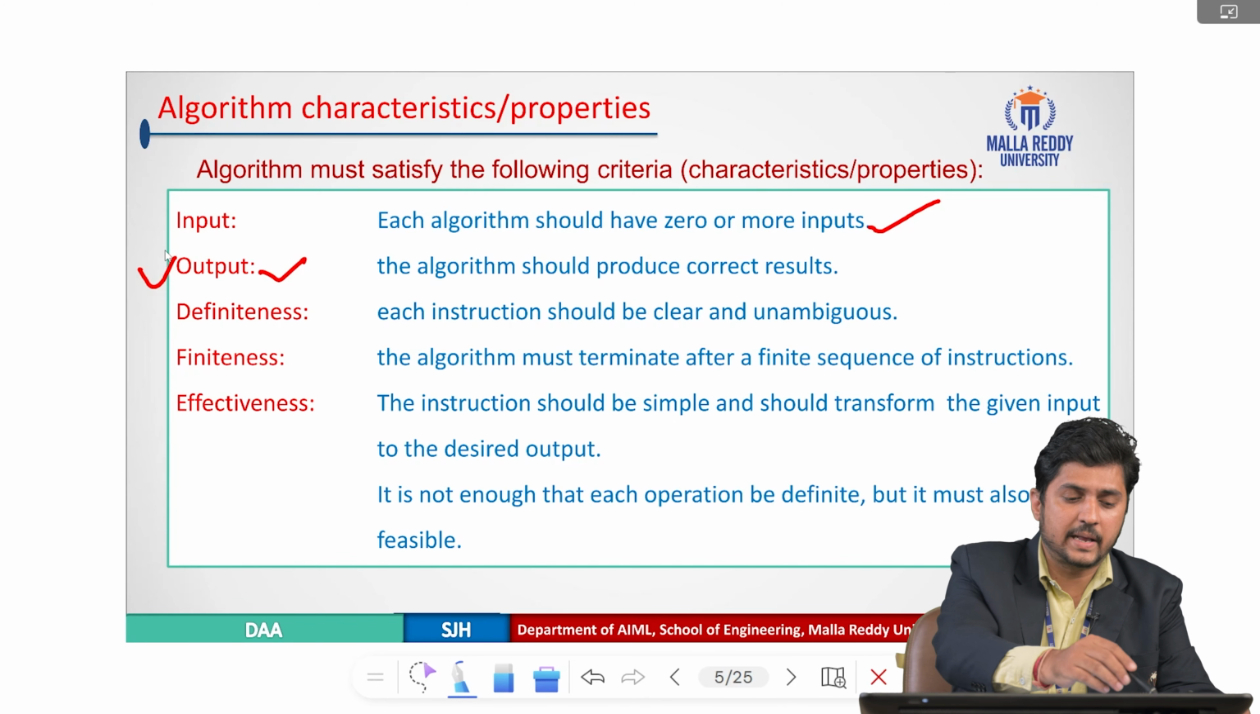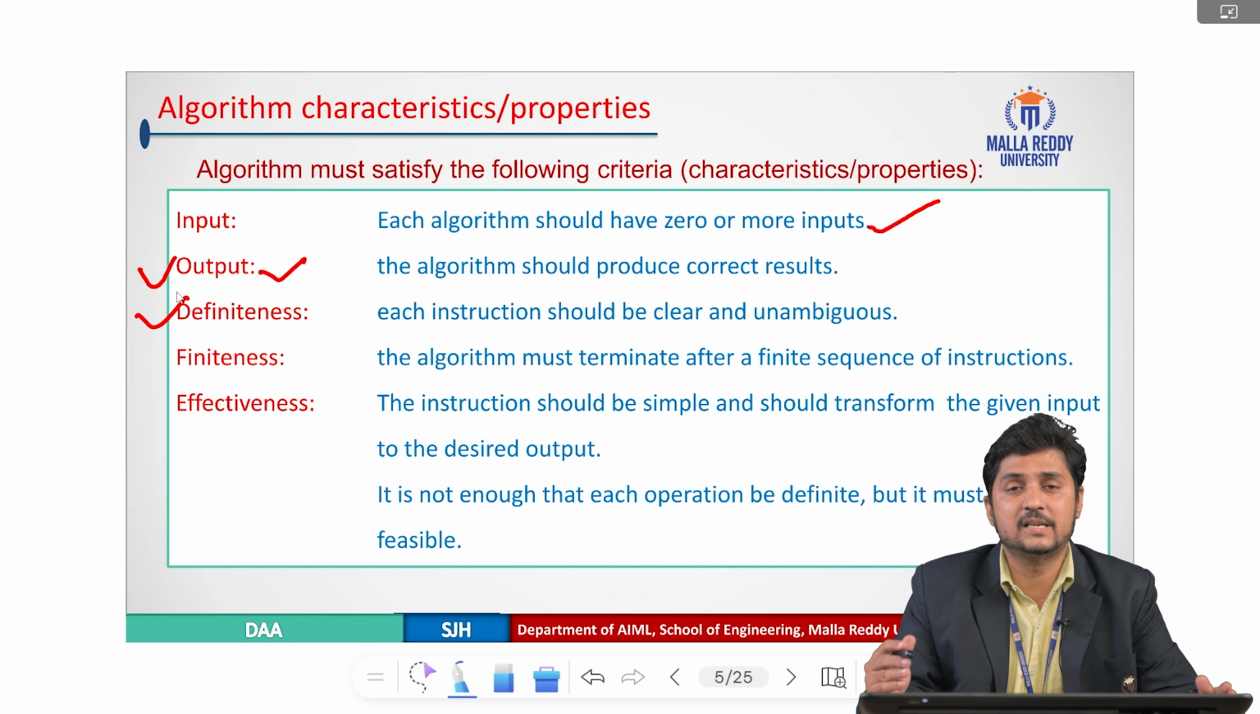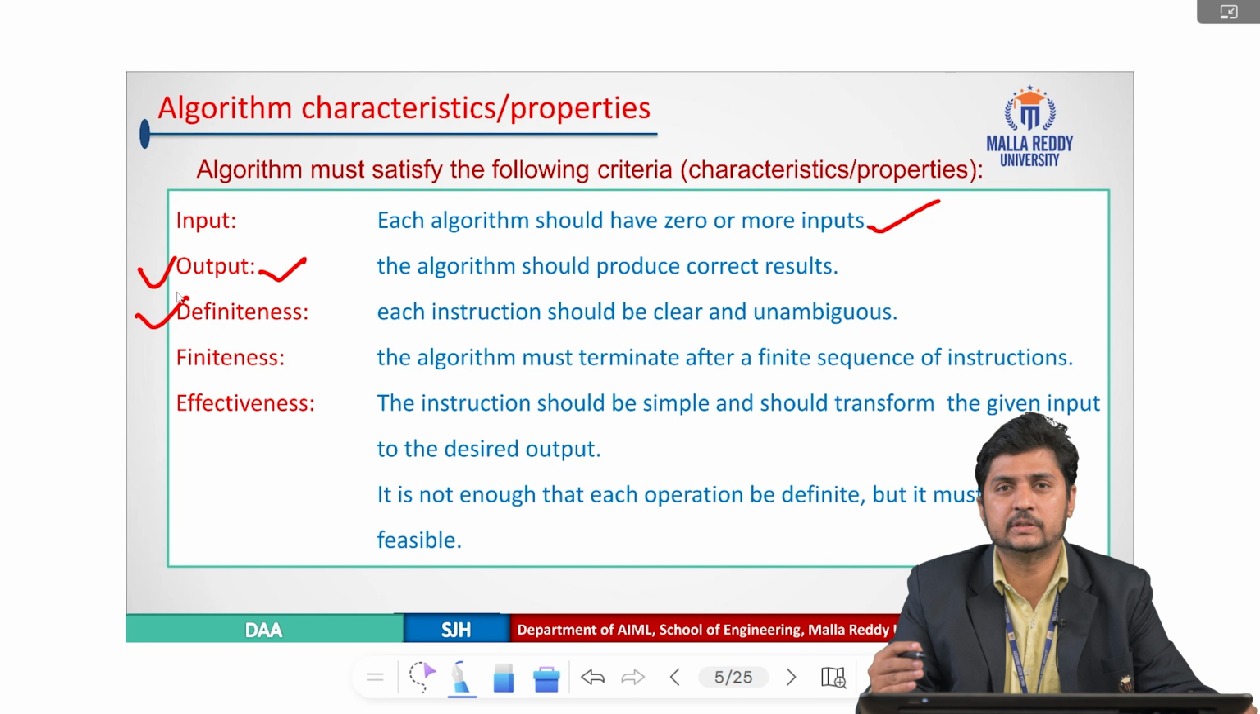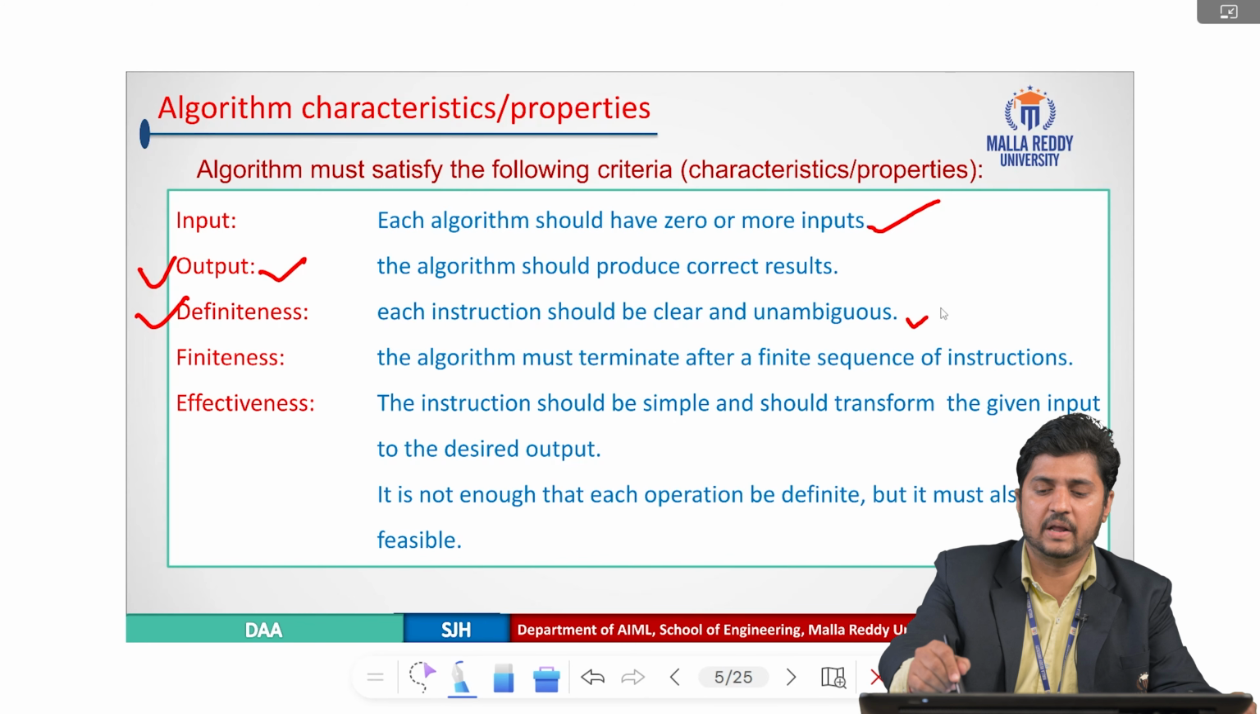Moving towards the third characteristic, that is definiteness. Here definiteness is all about each instruction should be clear and unambiguous. It should not create any problem. So anybody can understand the algorithm or the rough idea we have written. So that is all with respect to definiteness.